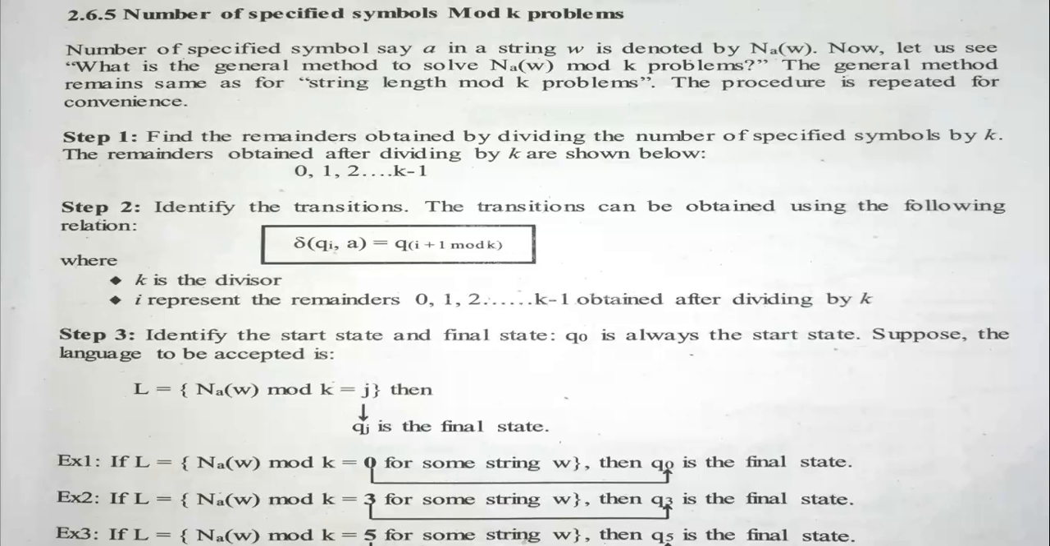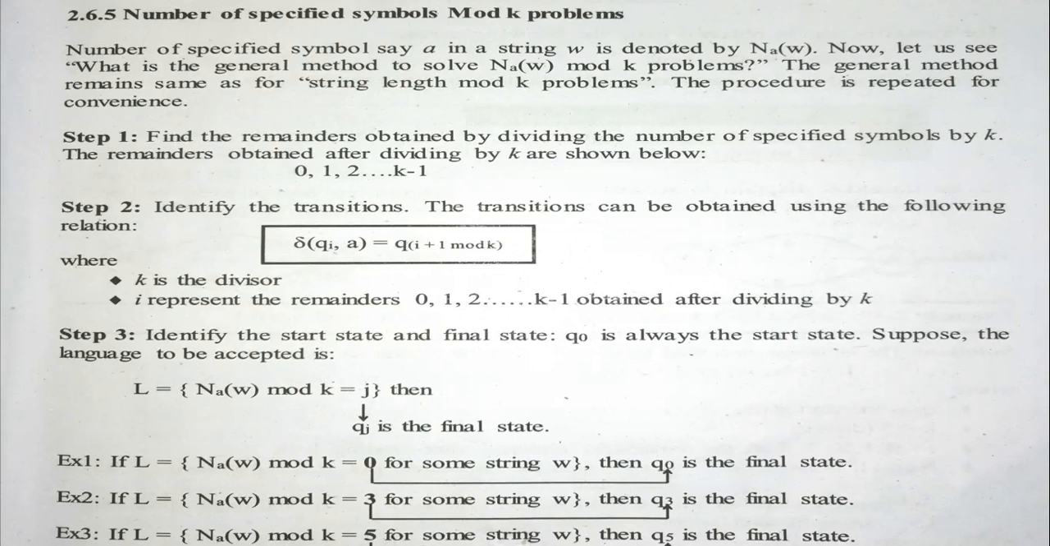Hello students. So we'll move on to the last topic of DFA, that is the number of specified symbols mod K problem. Over the mod K problem, there are 4 different varieties. Be careful, students: for the last 3 varieties, we are using the same formula, Q of I plus 1 mod K.